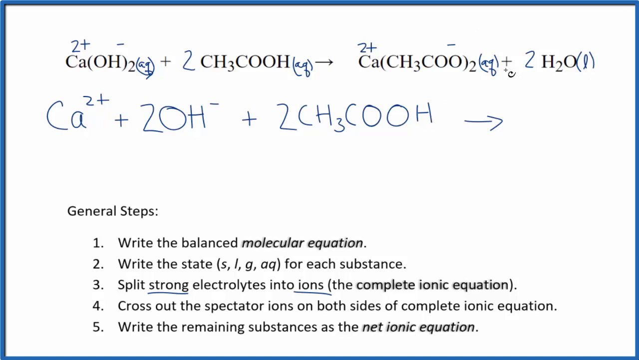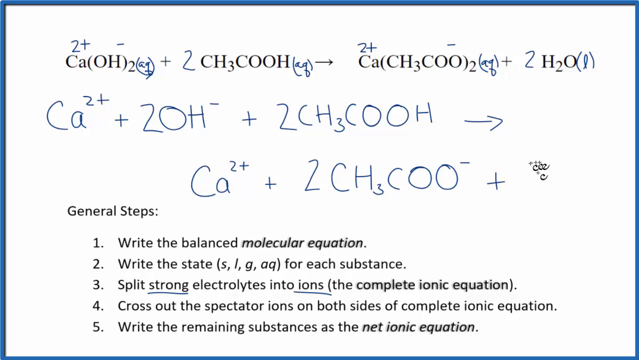For the products, we have our calcium, Ca2+, and then we have that acetate ion, CH3COO-, and the 2 means we have 2 of those. Put a coefficient of 2, plus we have the 2 water molecules. So this is what we call the complete ionic equation. Everything's listed here. And the strong electrolytes, they're broken up into ions.